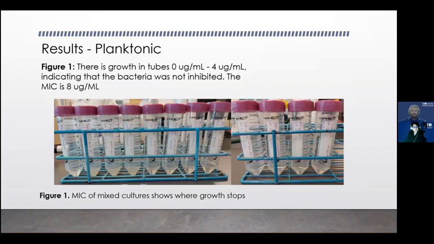Minimum inhibitory concentration is the concentration at which the antibiotic stops the growth of bacteria. We set up concentrations of antibiotic from 0 through 1024 micrograms per milliliter, with E. coli and Serratia in all of the tubes. As shown in Figure 1, our planktonic results for the mixed bacteria show growth in tubes with 0, 2, and 4 micrograms per milliliter, where the bacteria were not inhibited. The first clear tube shown here is 8 micrograms per milliliter, and that indicates our MIC.